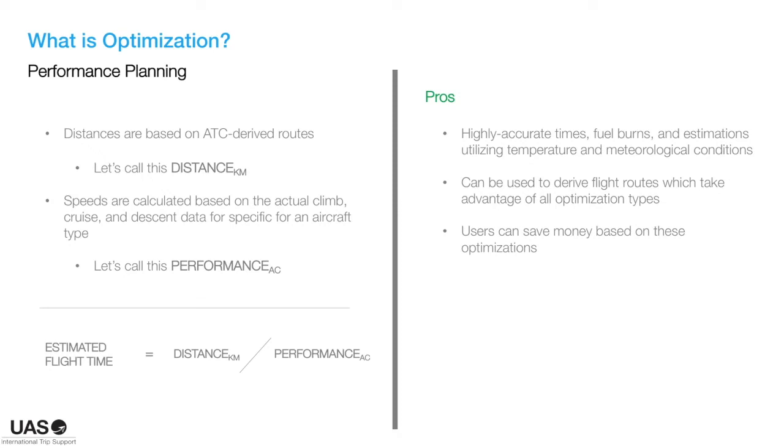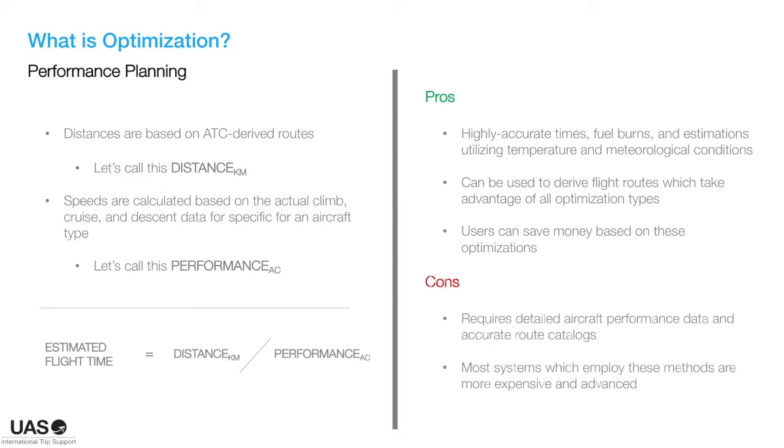It can be used to derive flight plans which take advantage of all optimization types, and users can save money based on these optimizations since it's no longer just an average. Now, the downfall for using this type of planning is that it requires detailed aircraft performance data from the OEMs and accurate route catalogs, and this is typically what you're paying for your subscription-level flight planning services.